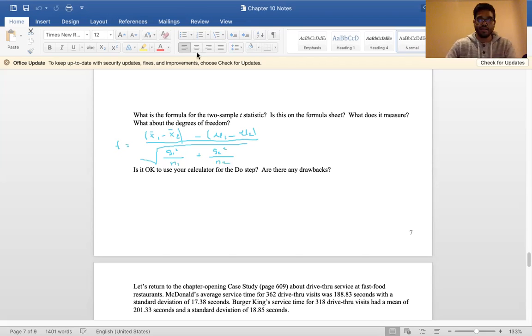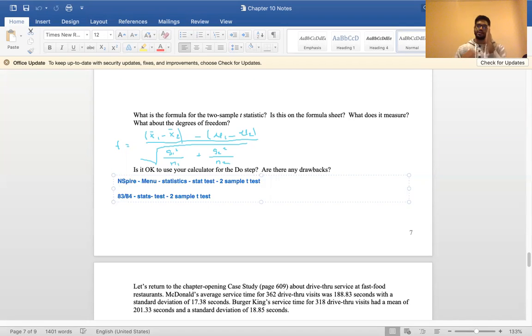And again, can you use the calculator? Yes. Just be careful, make sure you're setting everything up. So again, on the Inspire it's going to be menu, statistics, stat test, two sample t-test. On the 83/84, you're going to go stats, test, and then two sample t-test from there. And again, I'll show you the calculator in class.